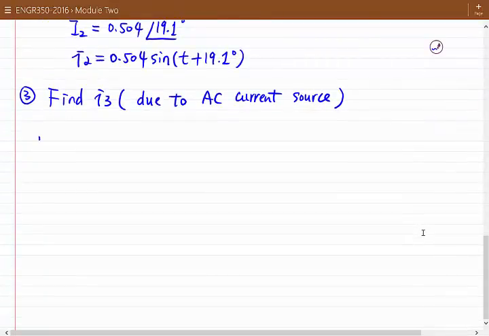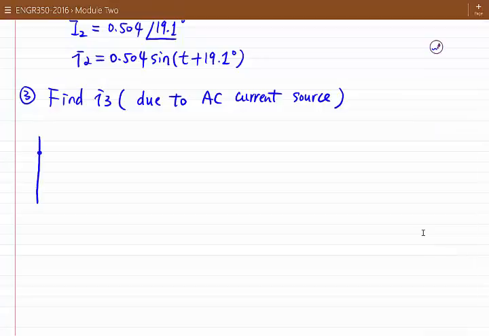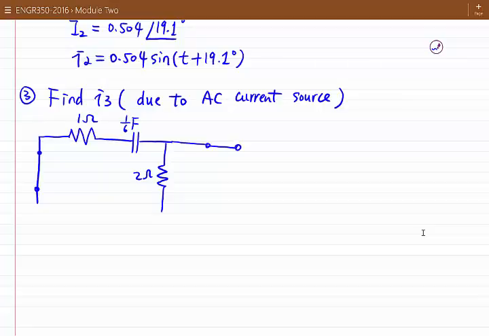Okay, so we turn off the AC source, which means we make the AC source a short circuit, and here we have 1 ohm, and here we have a 1/6 farad capacitor, and later on we calculate the impedance based on the frequency of the AC current source. And here we have a 2 ohm resistor, and here we have the DC voltage source, which is turned off.